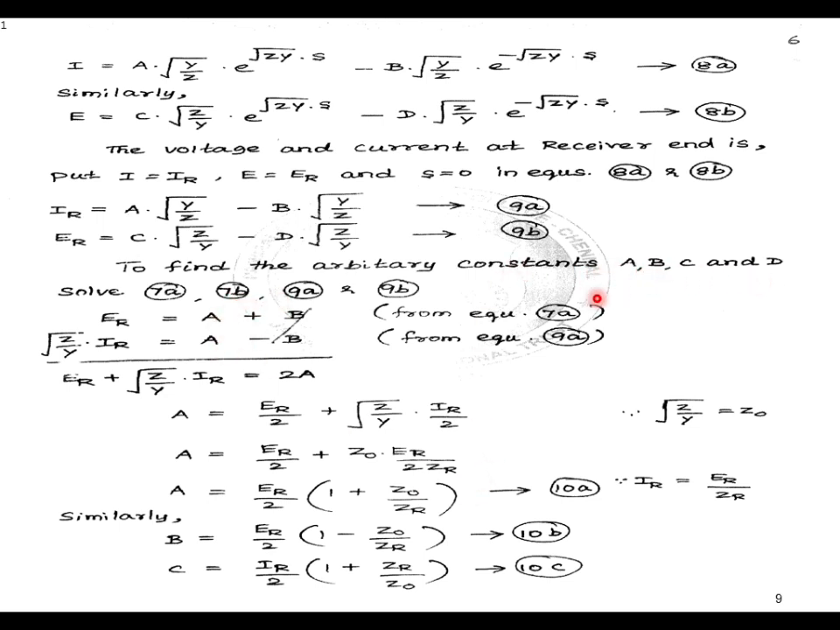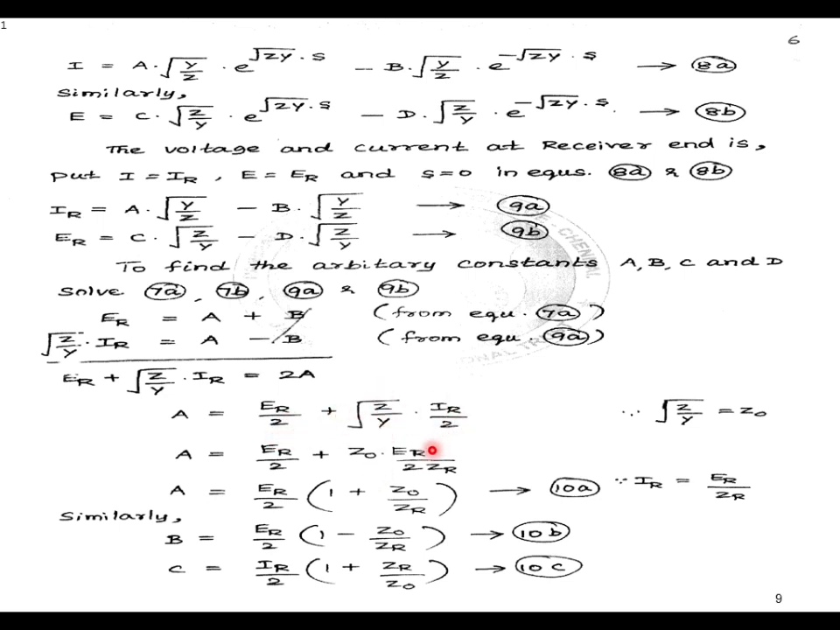So we are taking equations 7a and 9a. 7a is ER equal to A plus B, and equation 9a is root of Z by Y into IR equal to A minus B. If you are adding these two equations, B is cancelled and ER plus root of Z by Y into IR equal to 2A. So 2A, we need only this A value. So A equal to ER divided by 2 plus root of Z by Y into IR divided by 2.